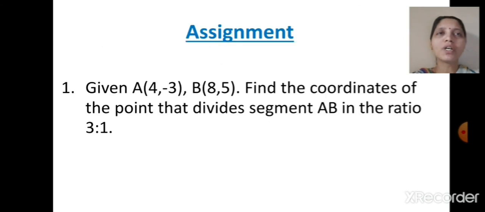Now, let's move on to the assignment question. Here I have given you point A and point B. Find the coordinates of the point that divides the segment AB in the ratio 3:1. I hope you will be able to solve this sum.